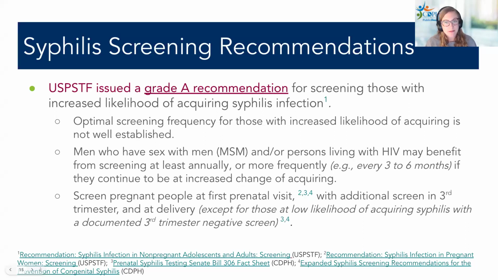Looking at syphilis screening recommendations, USPSTF issued a grade A recommendation for screening those with increased likelihood of acquiring syphilis infection. Optimal screening frequency for those with increased likelihood of acquiring is not well established. Men who have sex with men and/or persons living with HIV may benefit from screening at least annually or more frequently, for example every 3 to 6 months, if they continue to be at increased chance of acquiring. And also screening pregnant people at the first prenatal visit, with additional screening in the 3rd trimester and at delivery, except for those with a low likelihood of acquiring syphilis that have a documented 3rd trimester negative screen.